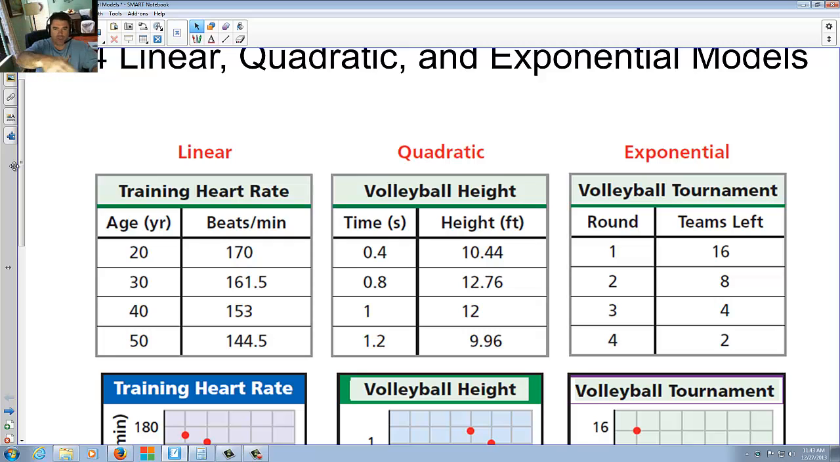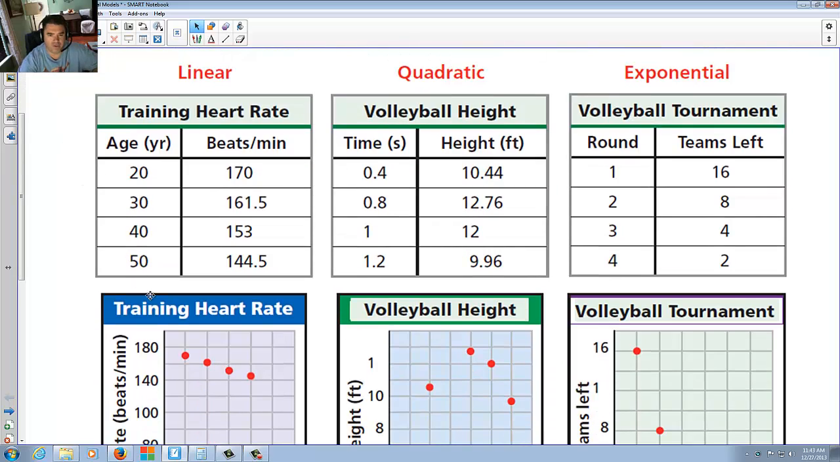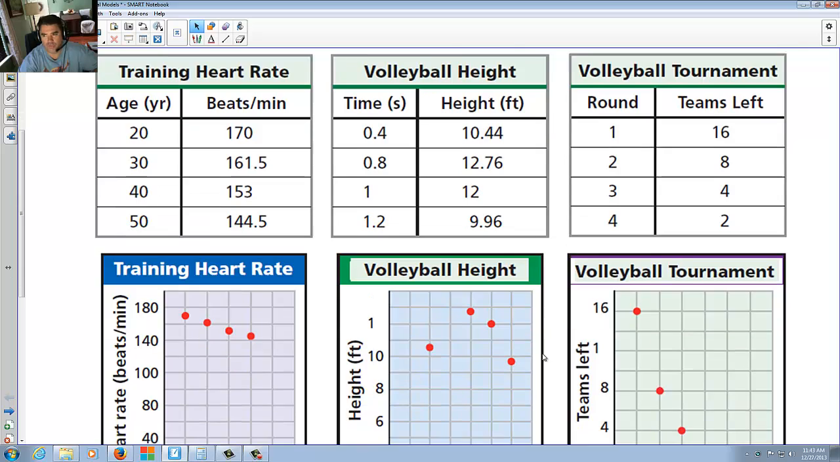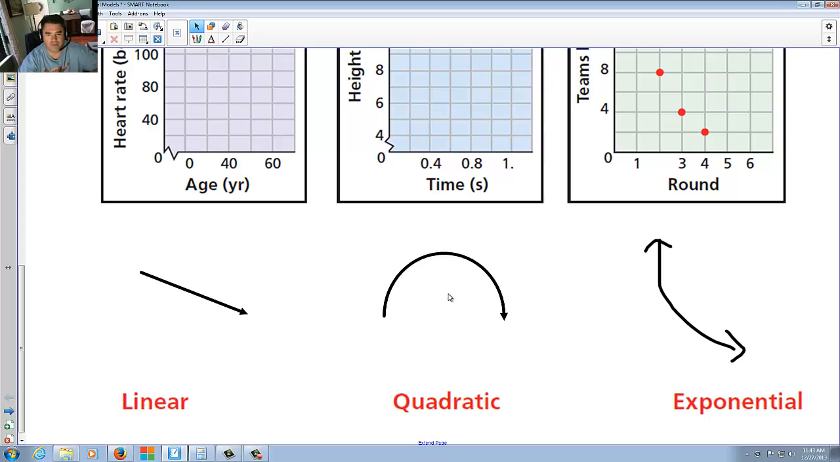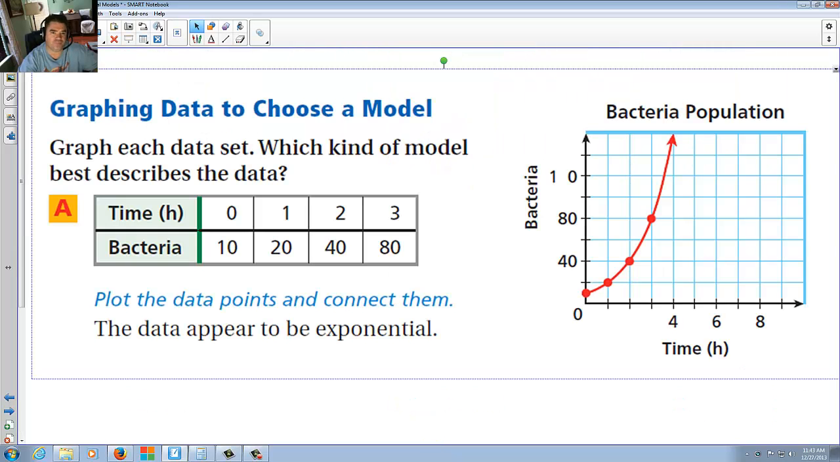Quadratic, think horseshoe. And exponential, more like a quarter pipe, going up one side like this. So the linear here, straight line, or pretty much straight line. Quadratic, horseshoe. Exponential, coming up one side. Take a look. Linear, quadratic, exponential.